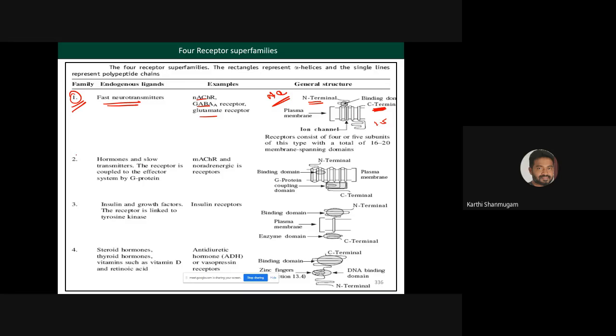Okay, so the second superfamily is called GPCR, or G protein coupled receptor. The endogenous ligand molecules for GPCR are hormones and slow neurotransmitters. Examples of receptors which come under superfamily type 2 are muscarinic acetylcholine receptor and noradrenergic receptor. So the general name for this superfamily is GPCR, or G protein coupled receptor. Again I repeat, superfamily type 1 is ion channel, and superfamily type 2 is GPCR.